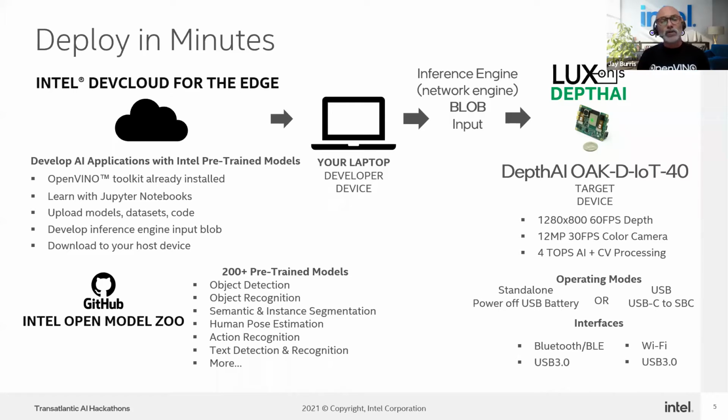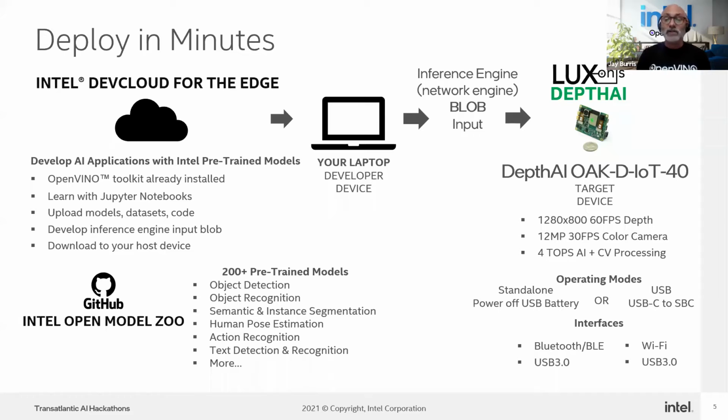So you can use OpenVINO on your Intel-based laptop, and you can use OpenVINO in the Intel DevCloud for the Edge because it's pre-installed there, the latest version always available. There are Jupyter notebooks in the DevCloud that you can learn from. You can upload your models and your data sets. You can also download your data and your code that you develop there to your own local device, and I'll show you how to do that in the DevCloud today.